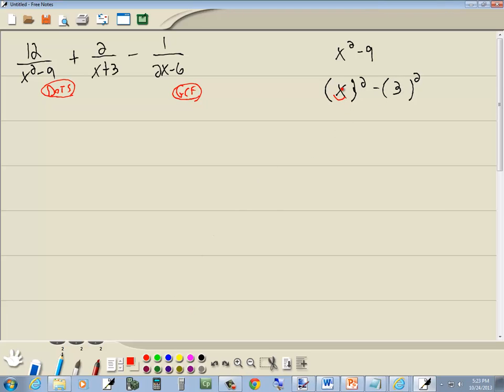Now I'm going to label what's inside our first set of parentheses as F for first. I'll label what's inside our last set of parentheses as L for last. Our formula is F plus L times F minus L. So everywhere I have an F, I'll plug in x. Everywhere I have an L, I'll plug in 3. So we get x plus 3 times x minus 3.